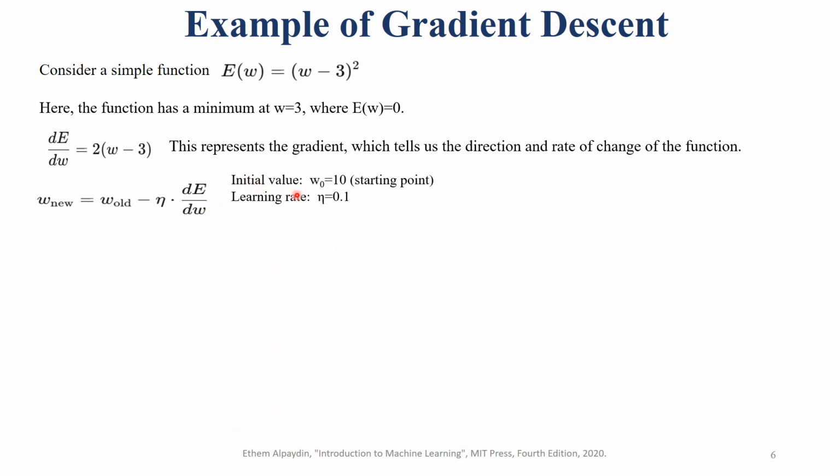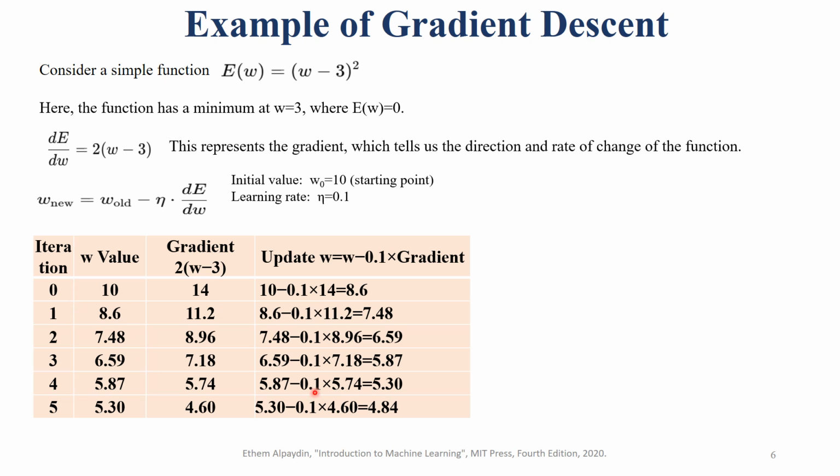Let us consider the initial value as 10 and the learning rate eta as 0.1. And this is the table which is telling how far we start from the initial value 10, and in steps of different iterations we are reaching this minimum value.